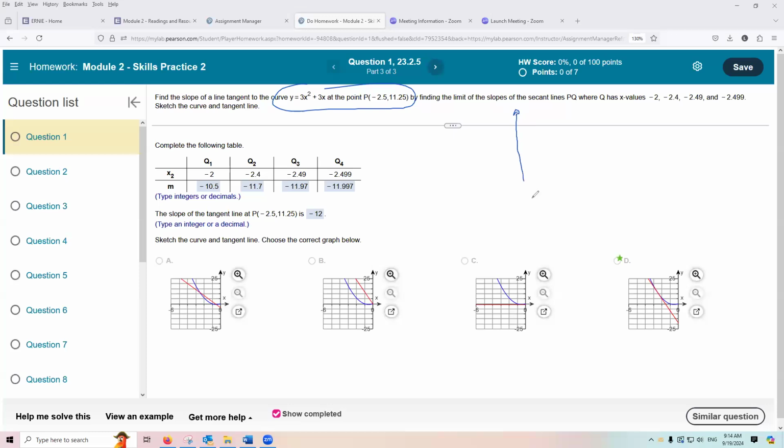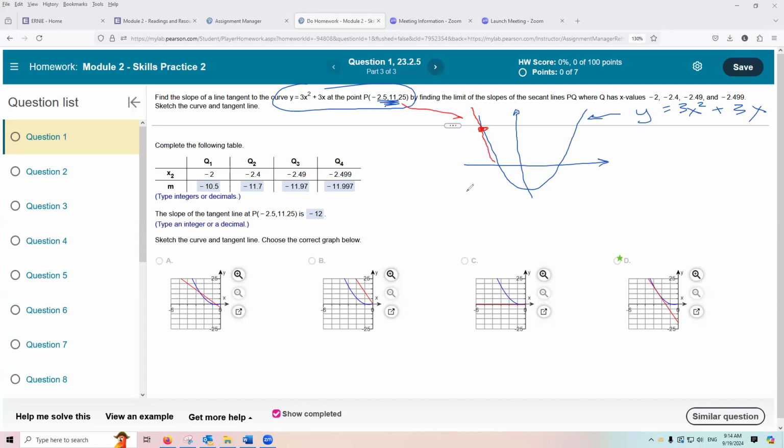Well, if you think about this graph, I'm just going to draw a graph. Let's draw it like this. All right, so this is the graph of y equals 3x squared plus 3x. It might not be the exact graph. I'm just coming up with a general sketch. All right, let me come to this point, negative 2.5, 11.25. I'll show that in red. That's going to be somewhere up here, let's say. So here's the point. Well, the tangent line is a straight line that touches the graph at that curve.